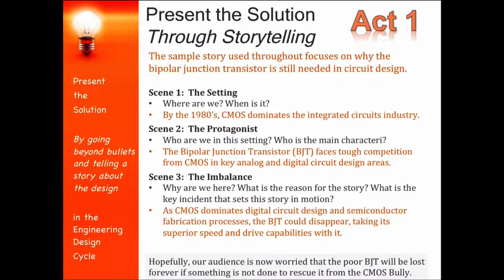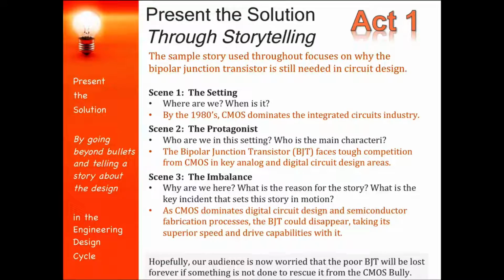With the setting in place, Scene 2 sets up our main character. In our example, the main character or protagonist is BJT technology. Facing tough competition from CMOS, it faces certain extinction. And if we could make BJTs as cute as panda bears, our audience most certainly will come to the side and aid of the poor, rejected BJT.